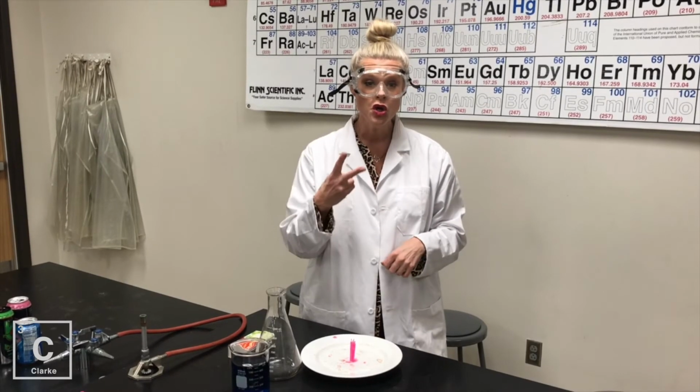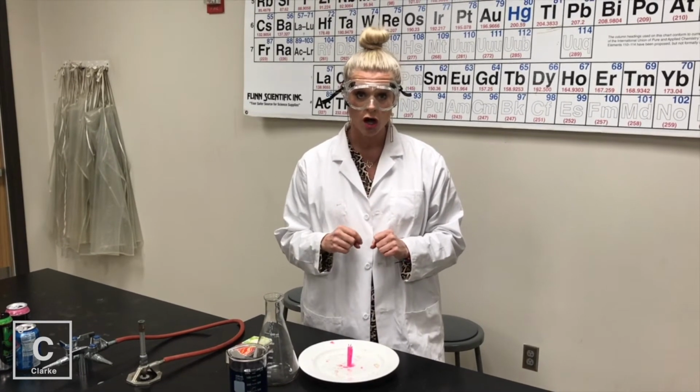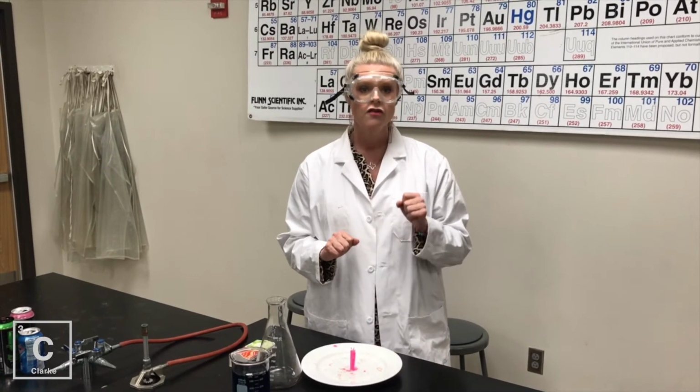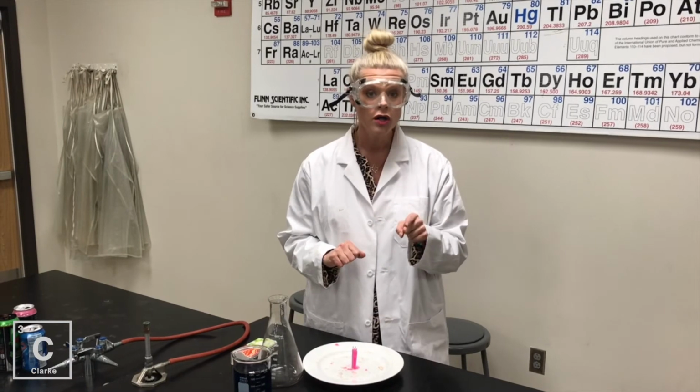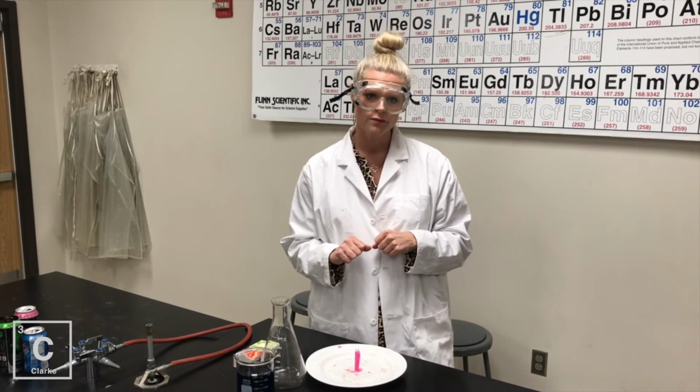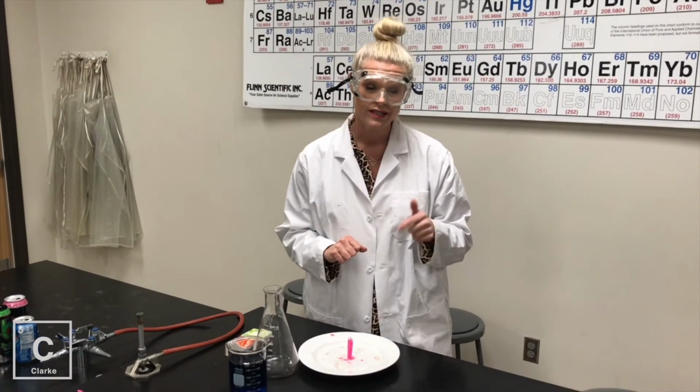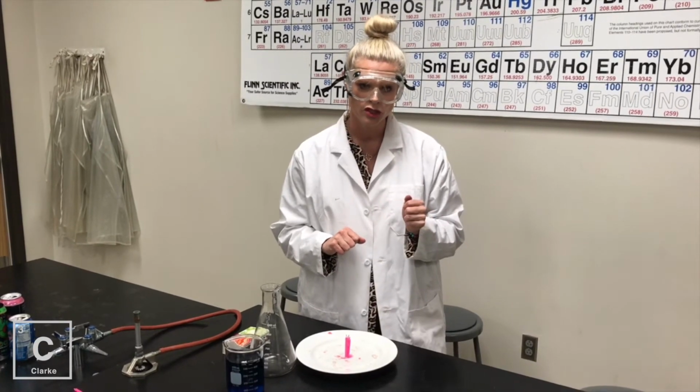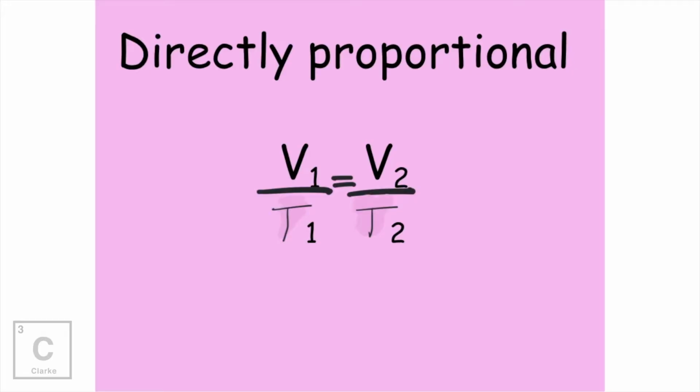Okay, so I have two examples of Charles's law. Charles's law compares volume and temperature, also directly proportionate. Y'all, a secret is if it's got temperature in it, it's directly proportionate. Okay, so if volume increases, temperature increases. If temperature decreases, volume decreases. And that's what I'm going to show you.